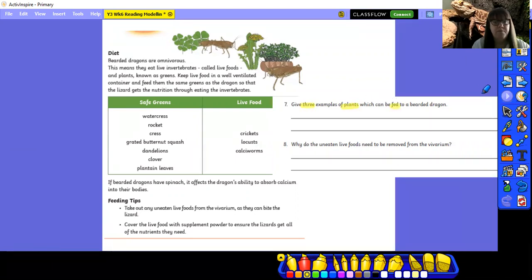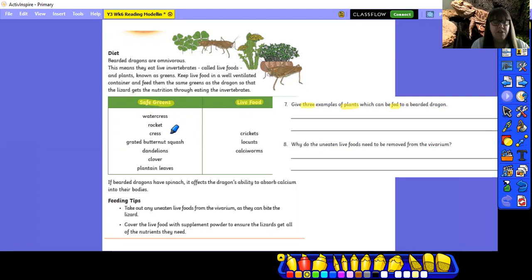So let's read through. Now, if we scan the first paragraph, it talks about the fact they eat greens and such like. But instantly, my eyes are drawn to this chart here, this table, and it's got safe greens and live food. Okay, let's have a look. Well, live food, instantly I'm thinking it's going to be animals that are still living that are then fed to the lizard. Safe greens. Well, greens, you can think about the phrase eat your greens, reminds me of vegetables. So let's have a look on this part of the chart.